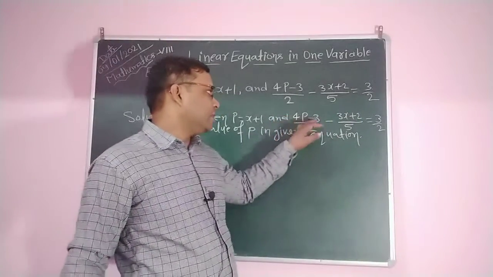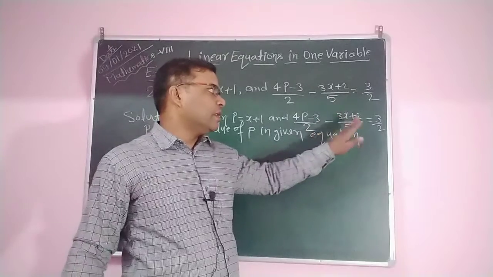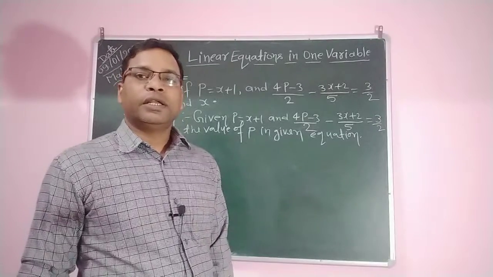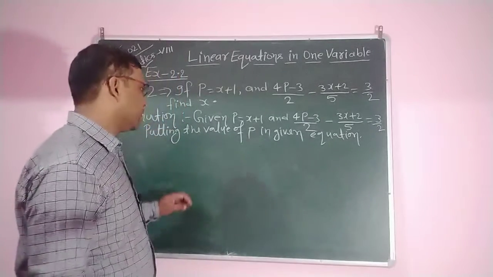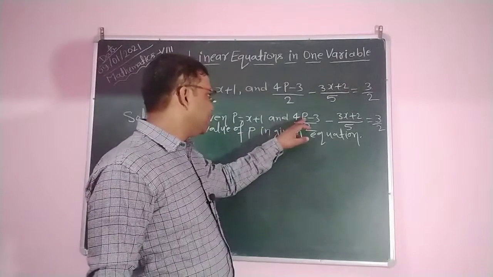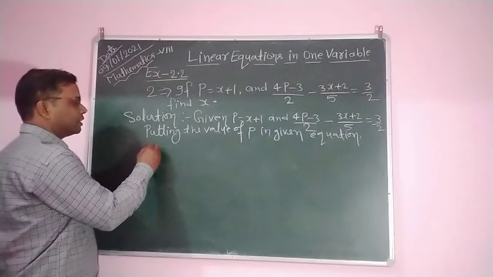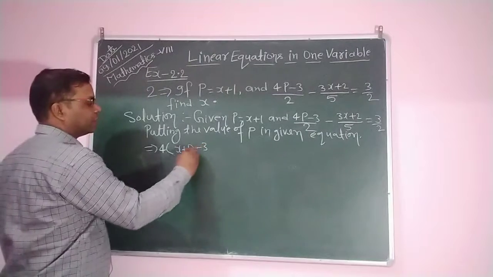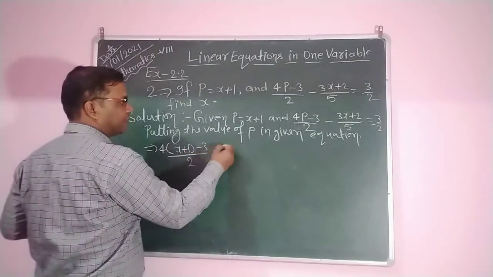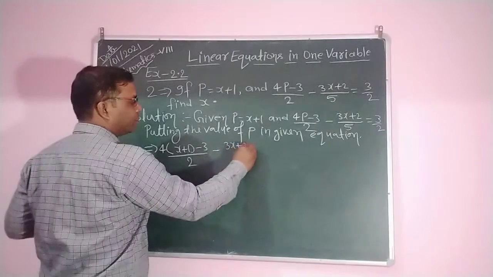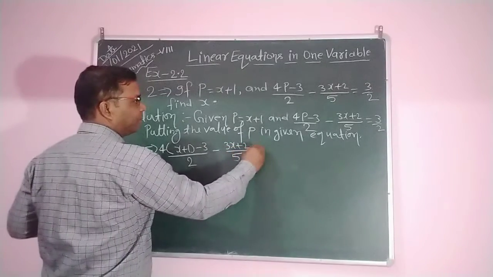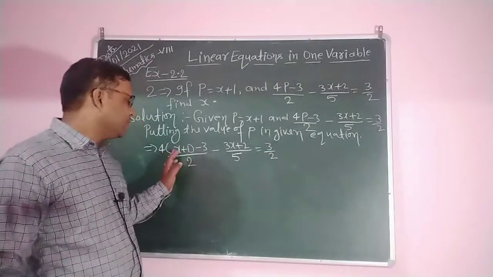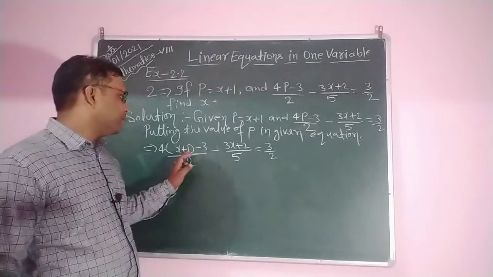Our equation is that (4p minus 3)/2 minus (3x plus 2)/5 is equal to 3/2. This is our given equation. This is clear. Now if you put here in the place of p, x plus 1, it becomes 4 into (x plus 1) minus 3, over 2, minus (3x plus 2), we write it as it is, over 5, is equal to 3/2. This is clear. Now when you multiply it by 4, you get here 4x plus 4 minus 3.